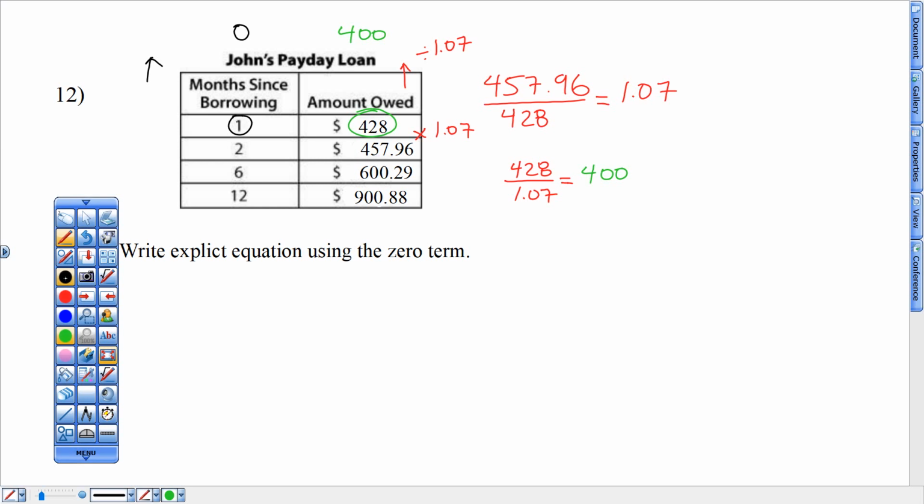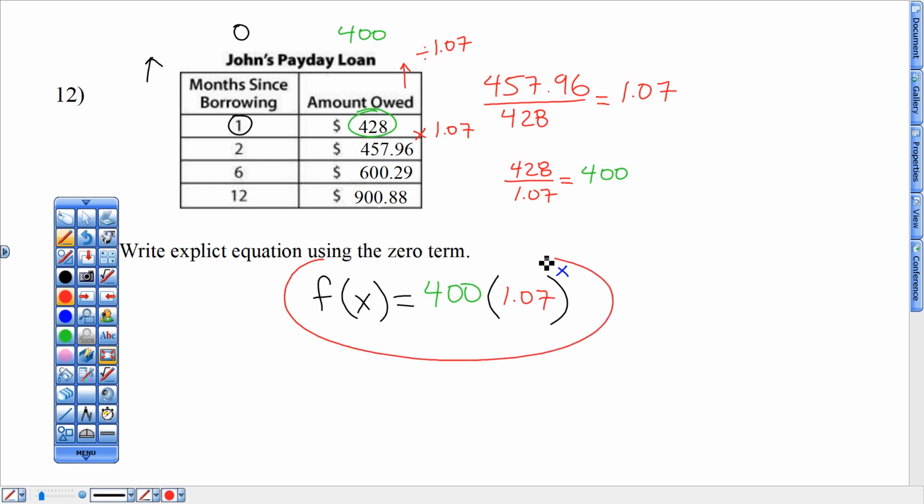428 times 1.07 is 457.96. If I write this exponential equation, I take that 400, I write that first, I put in parentheses that 1.07, and I make sure I finish this up and put that x way up high in that exponential spot. Got to make sure I do that. That is the explicit function. That's going to be one of these curvy ones. All right, exponential, geometric. Here we go.